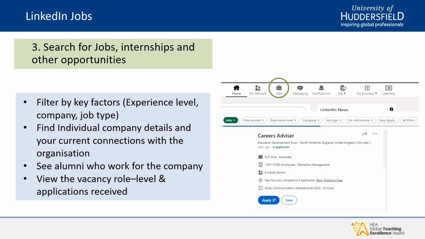So you can filter by key factors such as experience level, company, and job type as well. You can also find individual company details and your current connections with the organization through this jobs function. You can also see if there's any alumni that work for the company that are advertising the position, and you can view the vacancy role level and applications they've already received as well.